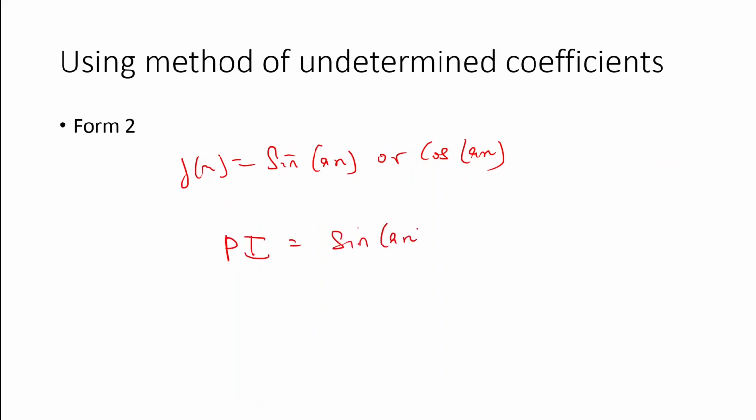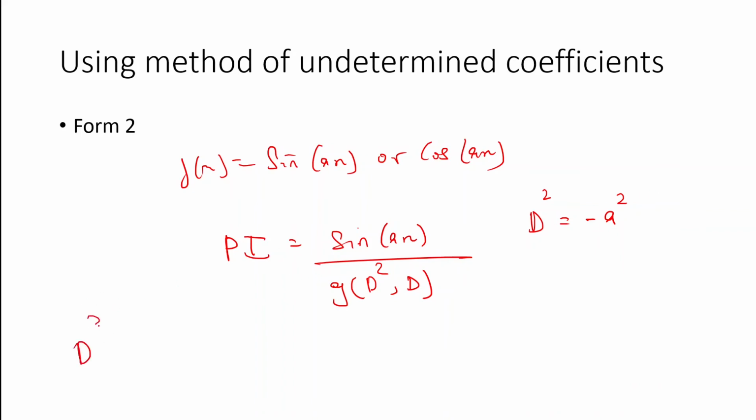Form 2, if f of x is equal to sine ax or cos ax, it can be sine or cos, no problems there, then the particular integral is equal to sine ax divided by that g of D. Like we write it like this, g of D square comma D, and D square is equal to minus a square. So everywhere we see D square, we put minus a square. So let me explain how it works.